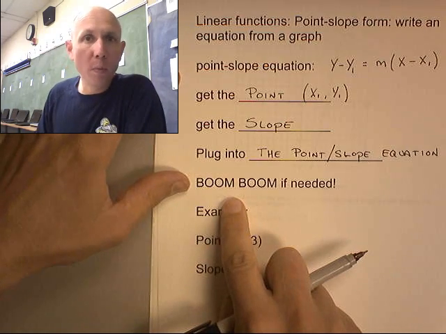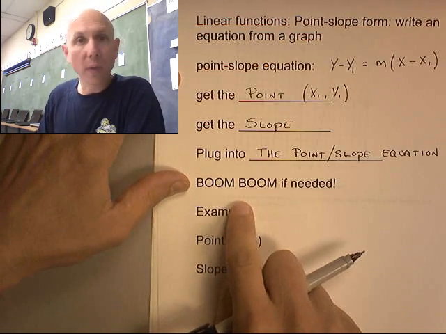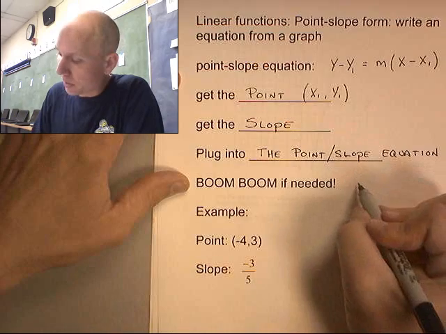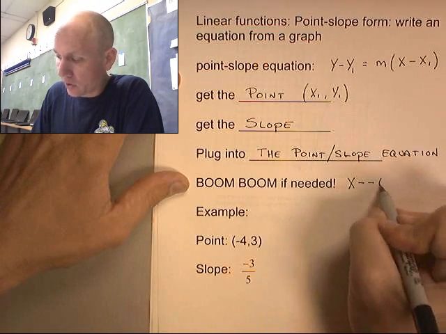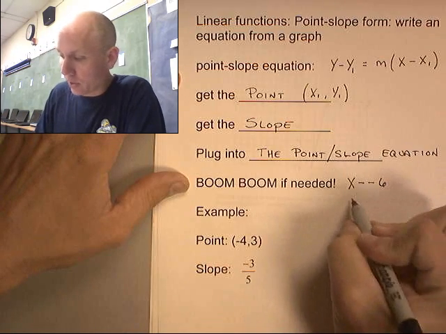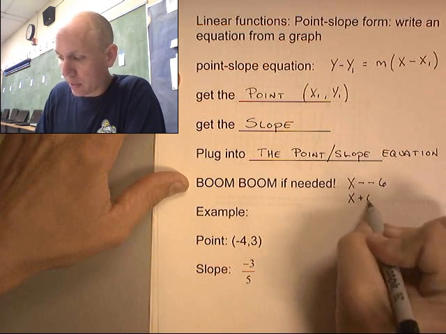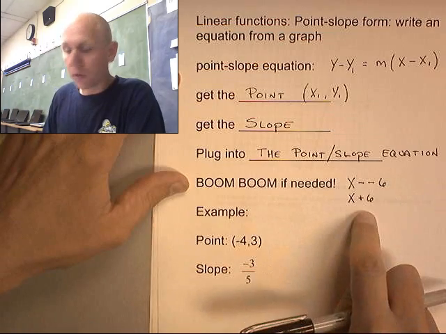If there's a boom boom or two negatives in a row, we'll end up taking care of that. So if I had something that looked like x minus negative 6, I would turn that into just an x plus 6. So we'll be aware of those boom booms.